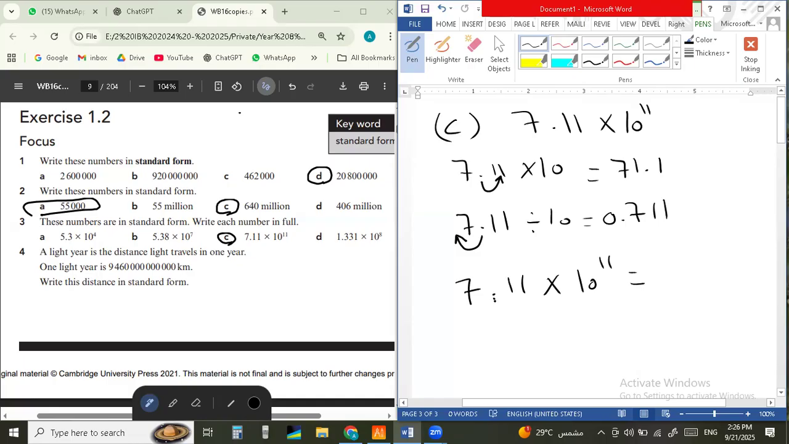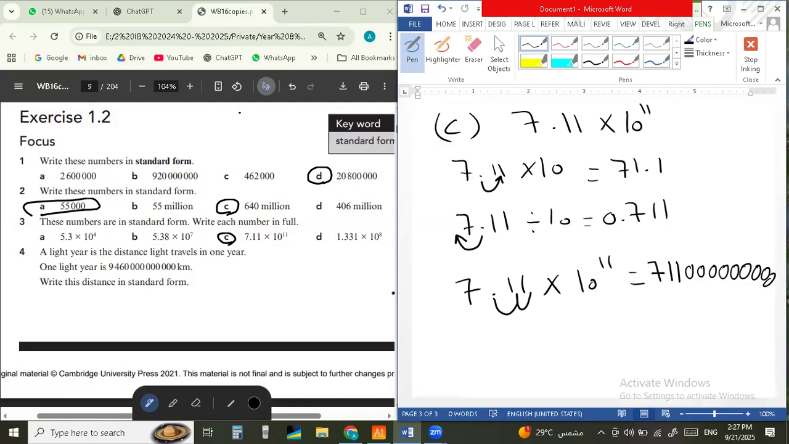So I have here already 2 digits to the right. So how many more do I need to add? I need to add 9 more digits. I already have 2, so I need 9 more. So it's going to become what? It's going to be 7, 11, and I need 9 more zeros. 1, 2, 3, 4, 5, 6, 7, 8, 9. Okay? That's it.